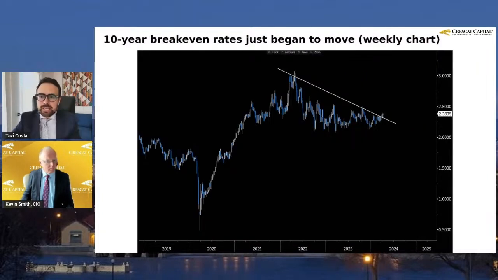This is the 10-year break-evens. And when I say that 10-year break-evens have a lot more to go, it's because if you look at this chart, we just broke out on a weekly basis, on a weekly candle. And I think there's so much more for this to move to the upside and to retest the levels of 2021. Clearly, we've been in an upward trend for the last 3 months or so.